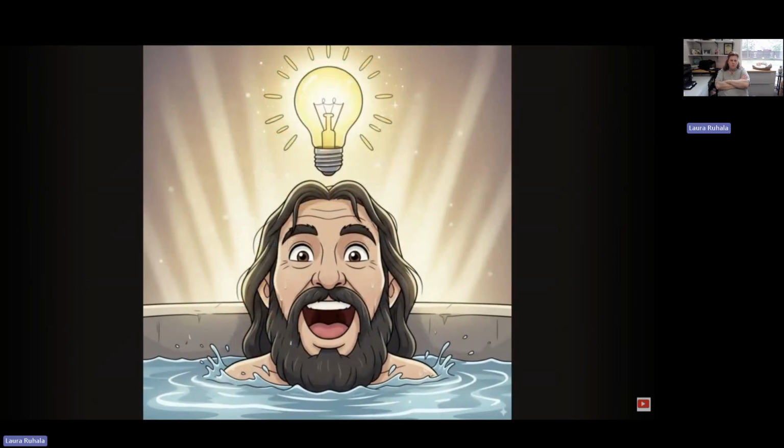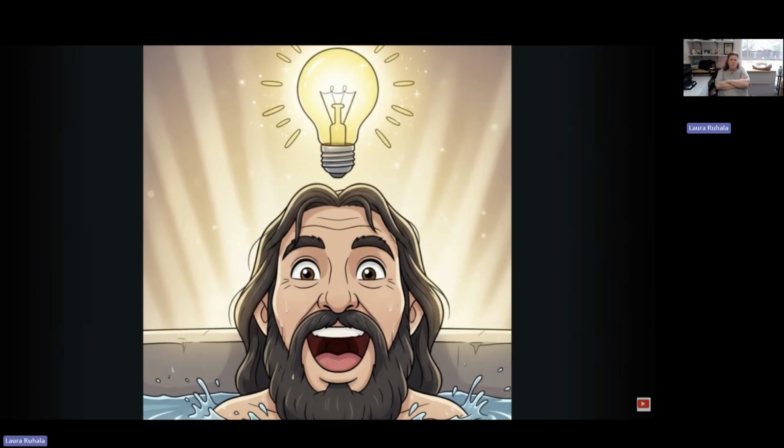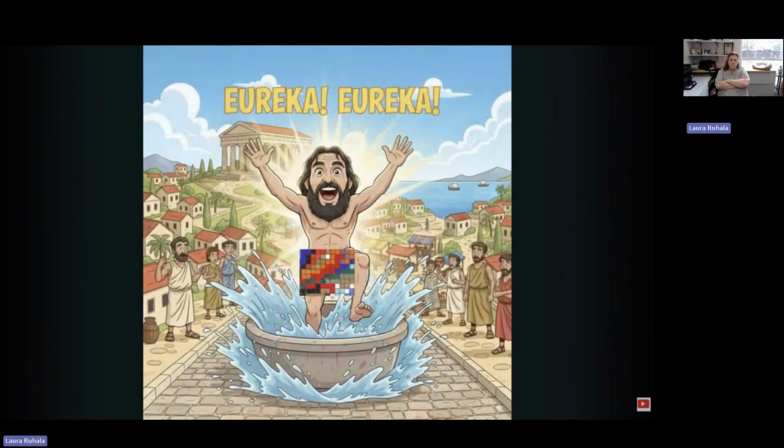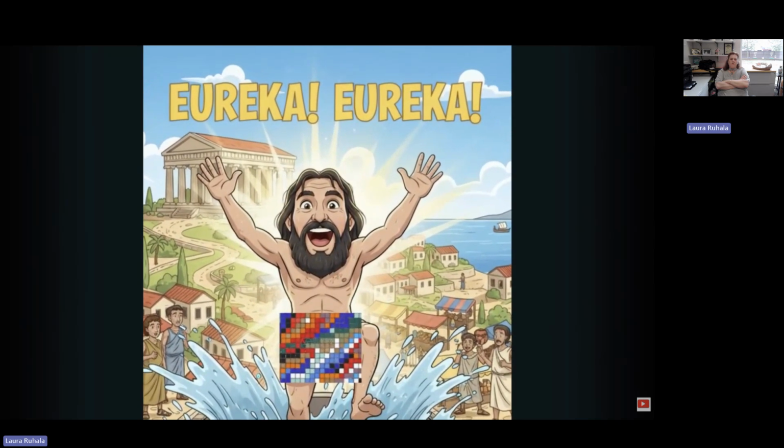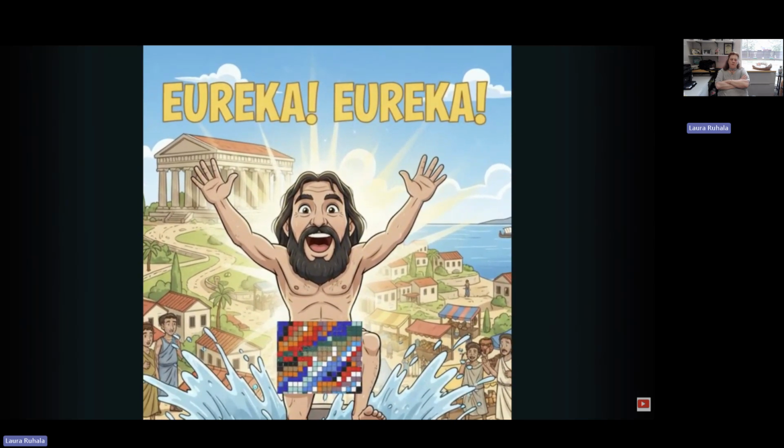The legend says Archimedes leapt out of the bath and ran through the streets shouting, "Eureka! Eureka!" Greek for "I found it." Whether or not he truly ran naked, the discovery itself was worth celebrating.